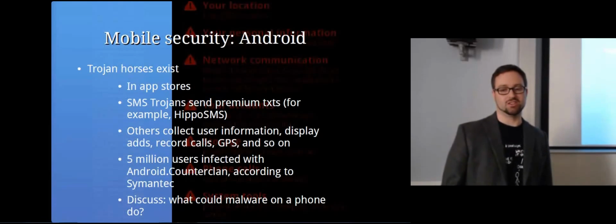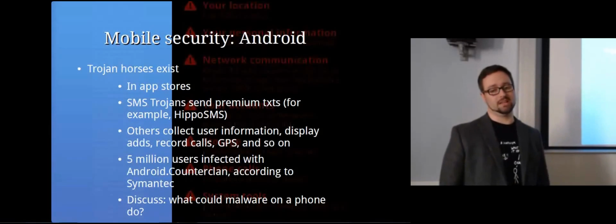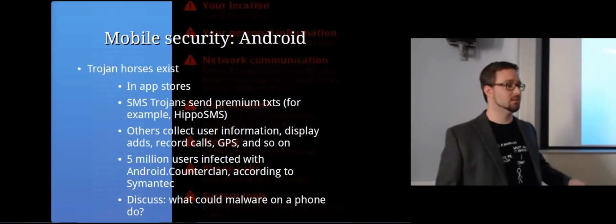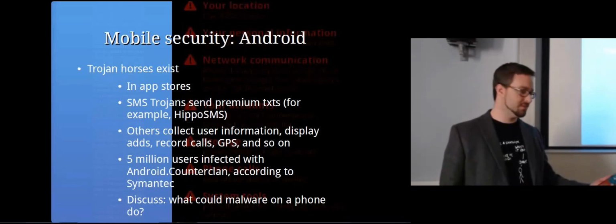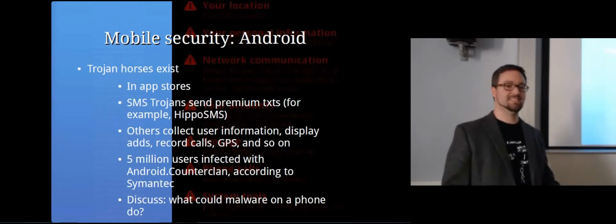Others collect information from the user, basically spyware. And there's been all sorts of things. And because we're running out of time, I'll just say that malware can be a serious problem on a phone. Think about it. You carry this device around in your pocket. It's got a microphone attached to it. It's got a webcam. It's got a camera. It's got a GPS. It's got everything you'd ever want if you were trying to spy on someone, for example.